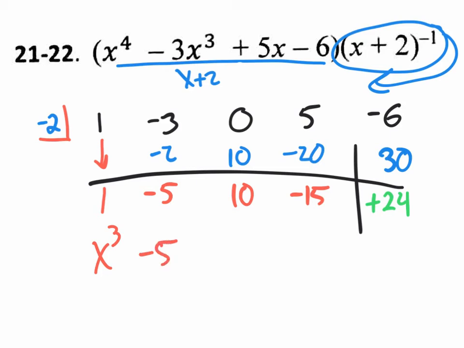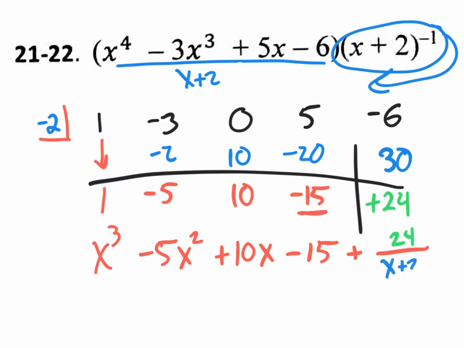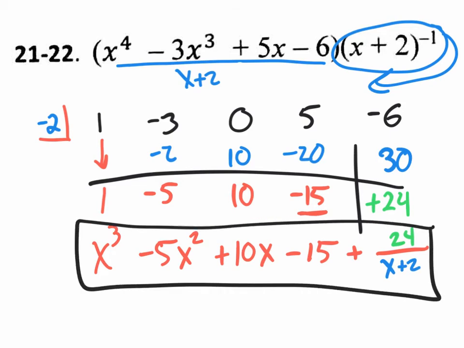That's a -5, so it'd have to be an x to the second, plus 10, that has to be an x. Again, this number here is always going to be the constant, which is a number without the variable. And the plus 24, that means that you're going to put plus, you're going to make a fraction. That 24 is the remainder. You put that remainder over the original divisor, x plus 2, that binomial. So there's your final answer for that one.